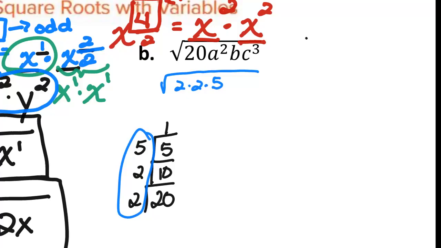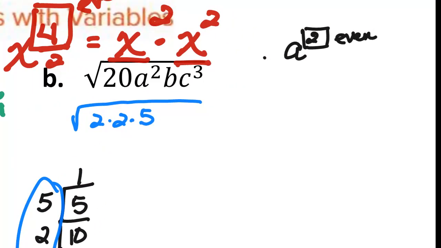I'm going to write a squared over here. A squared. That is an even number. If you have a variable with an even number, divide it by 2. Divide that 2 by 2, and that gives you a to the 1st times a to the 1st, because 2 divided by 2 is 1. Okay? Isabel, are you with me?